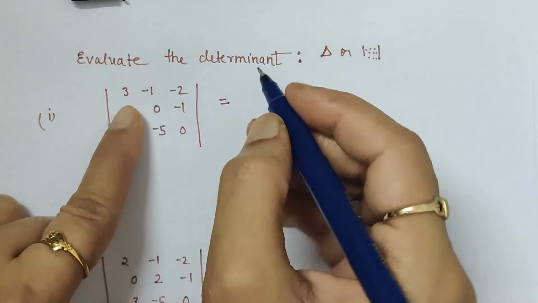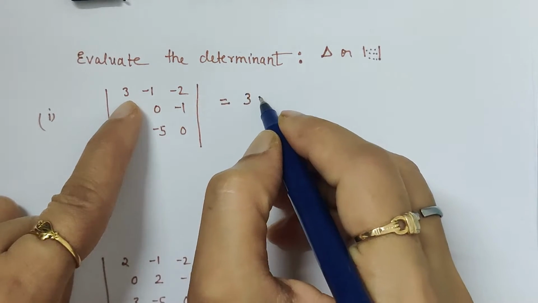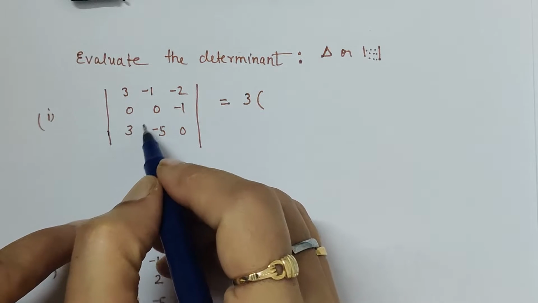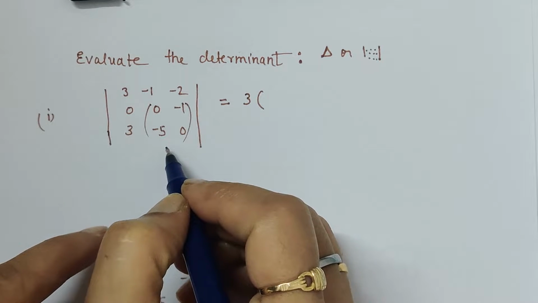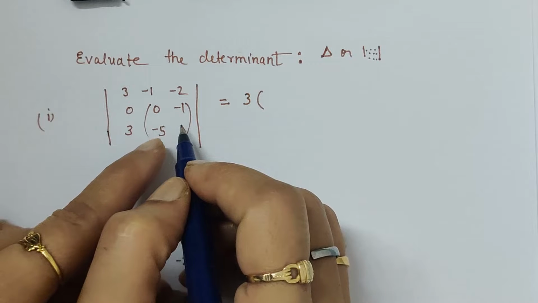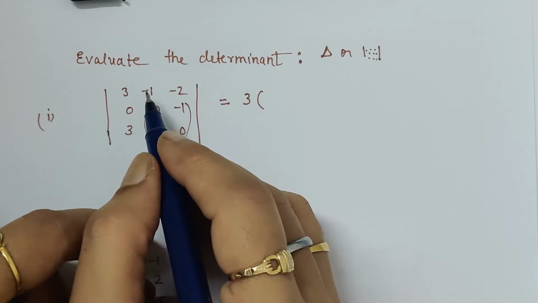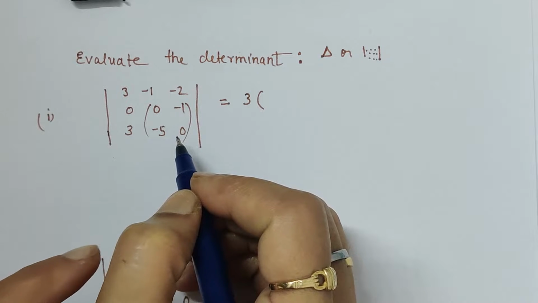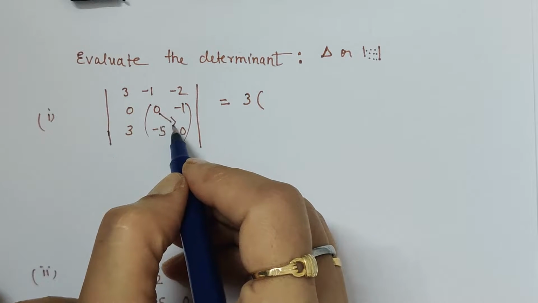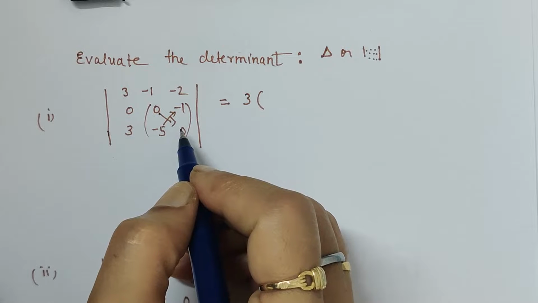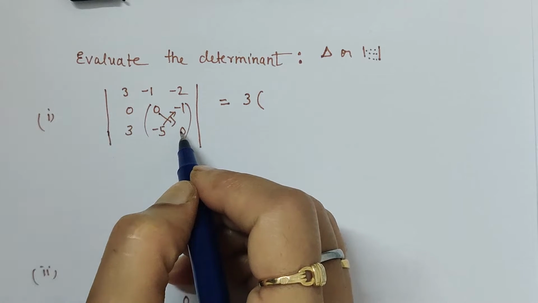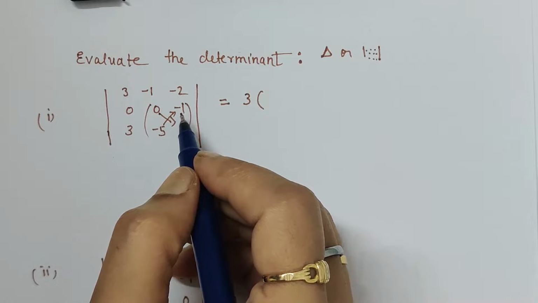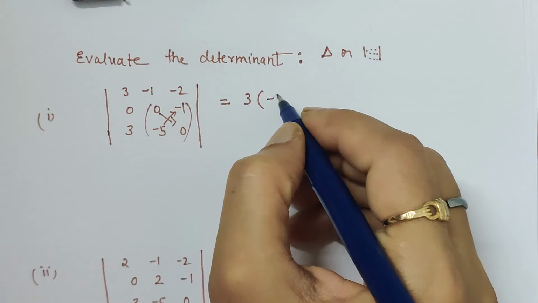So let's start calculating. First I will write 3 and then eliminate the row corresponding to 3 and the column corresponding to 3, and we are left with only these 4 elements, right? And the same scenario will be for each case, for -1 and -2 as well. We will be left with 4 elements and we have to do the same thing for each case. So what we have to do is cross multiplication, this into this minus this into this, so 0 into 0 is 0, minus 5 into -1 is +5, and so it will be -5.